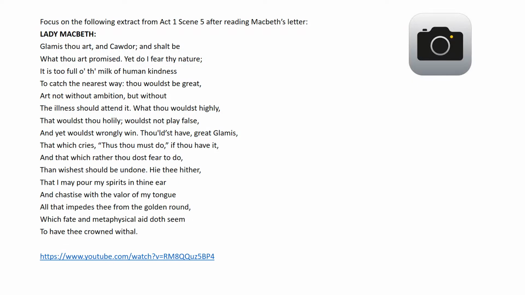Okay, so you're going to focus now on the extract from Act 1, Scene 5. If you want to take a screenshot of this, please do. There is also a clip that I've included, as you can see, on YouTube. You could watch the extract being performed by a professional actress. And this is how Lady Macbeth reacts to the news in Macbeth's letter.